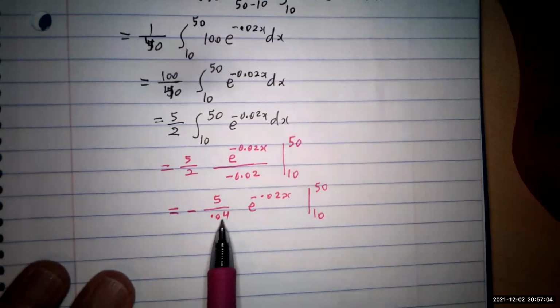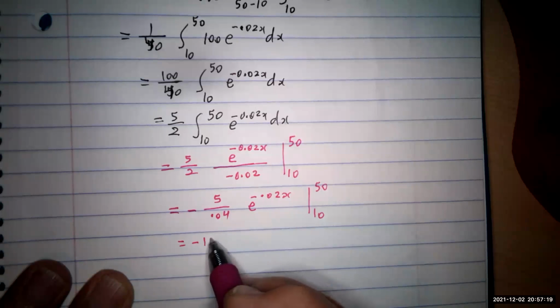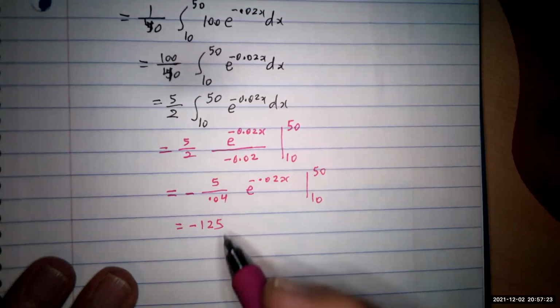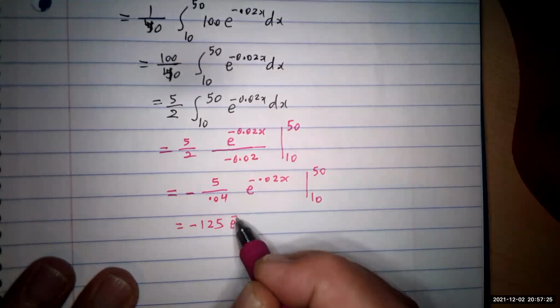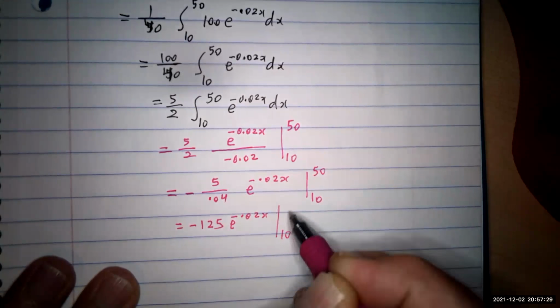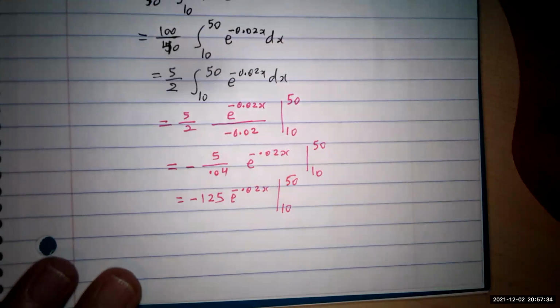You can use your calculator. This would be what? This is 500 divided by 4. Okay, 500 divided by 4 would be 125. So it's going to be negative 125. And we have the e to the negative 0.02x. You have to be patient to substitute these numbers. And eventually, of course, you have to use your calculator to get this number.